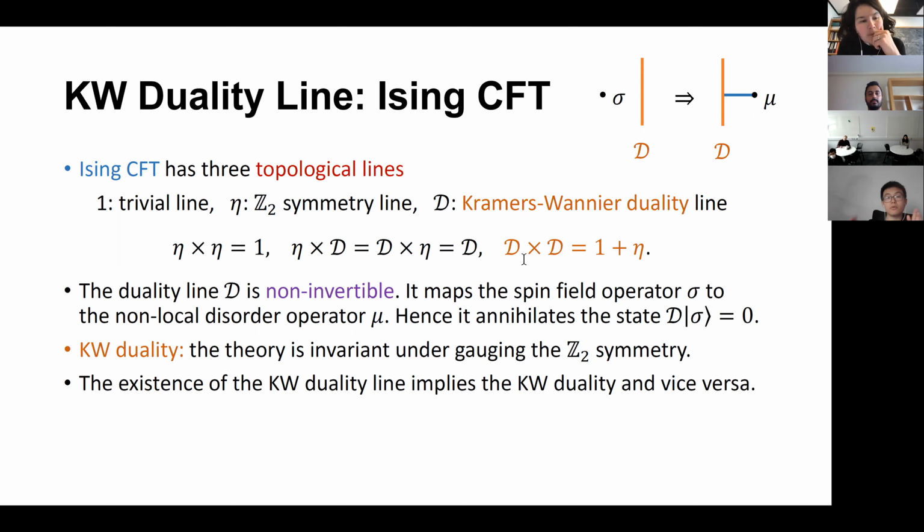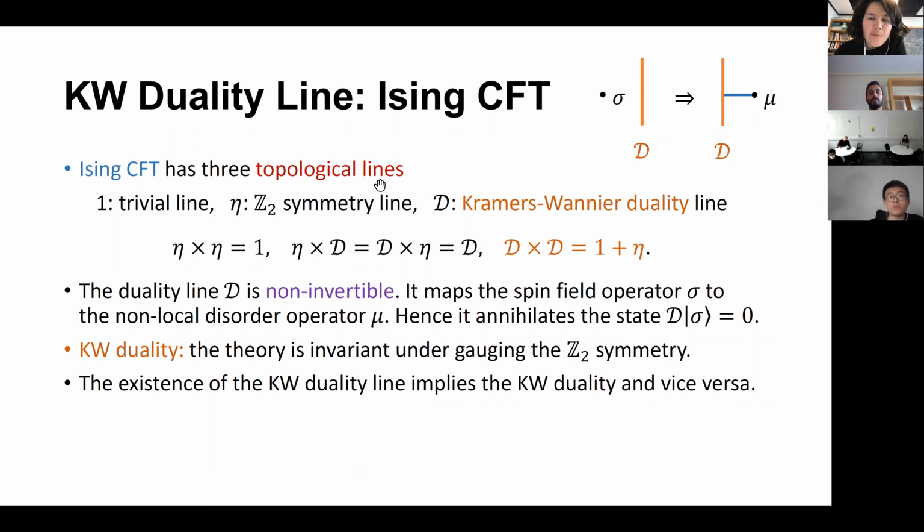But more interestingly, if we fuse 2 Kramers-Wannier duality lines, we get 2 objects on the right-hand side. We get an identity line and the Z2 symmetry line. So here we see that because of this Kramers-Wannier duality line, the fusion is actually non-invertible. And specifically, that means that when I consider this duality line, I cannot find its inverse, such that fusing D with its inverse would just give identity.